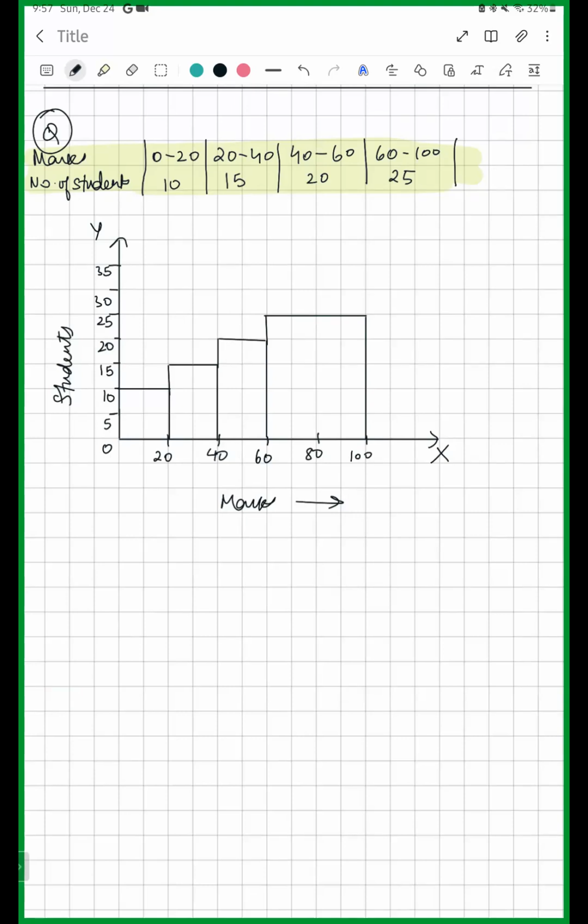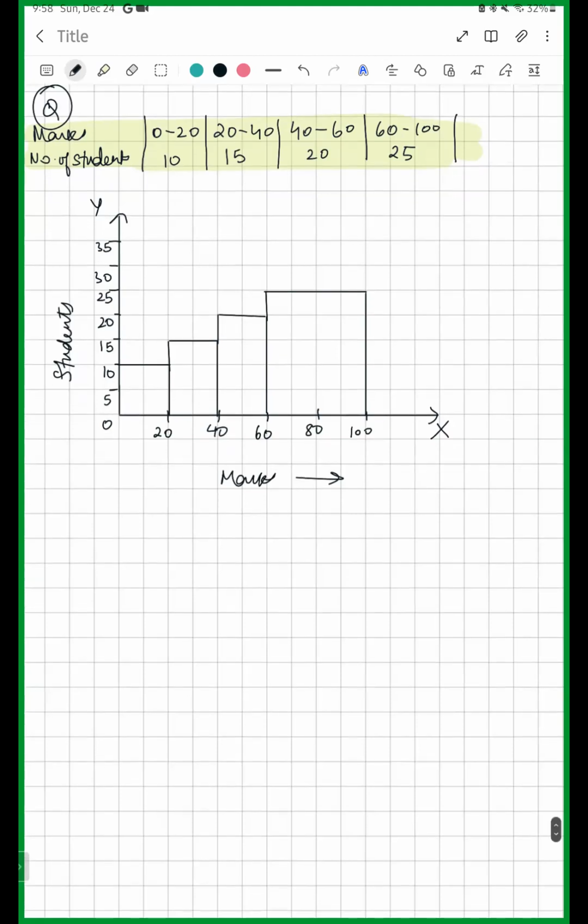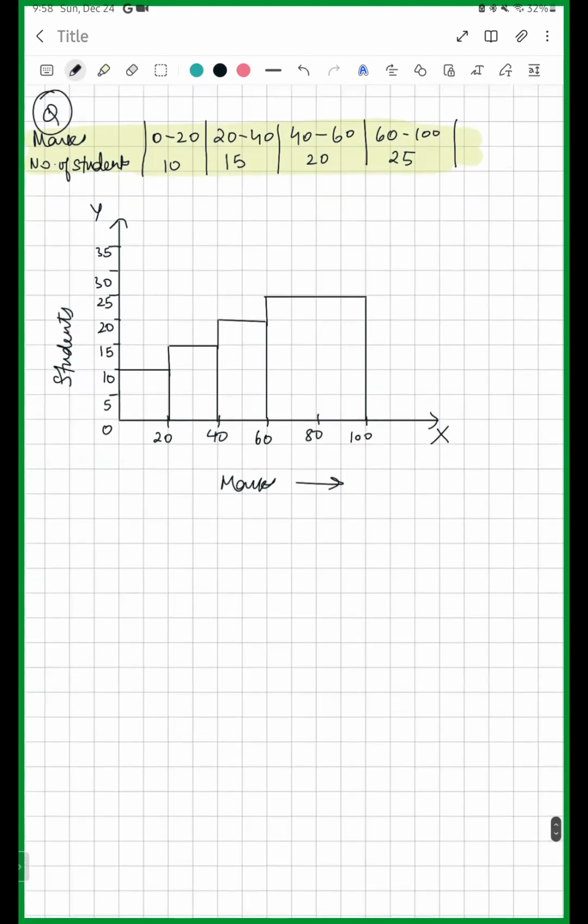Mom, it's not correct. Okay, it's not correct. Why? Any idea? Mom, because of the zero, it's not placed in the correct place. Okay, that's a good try. It's a good try, but the actual reason is, see, 0 is in the correct place.